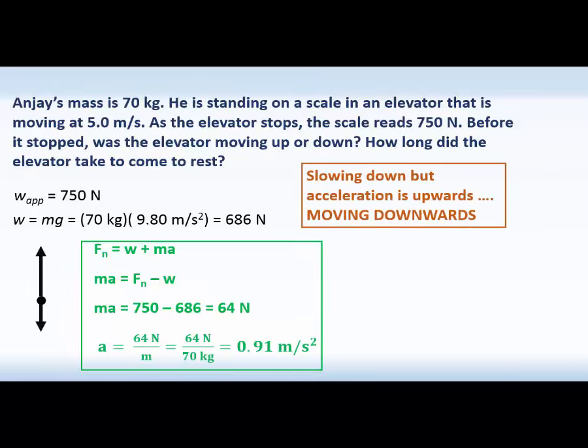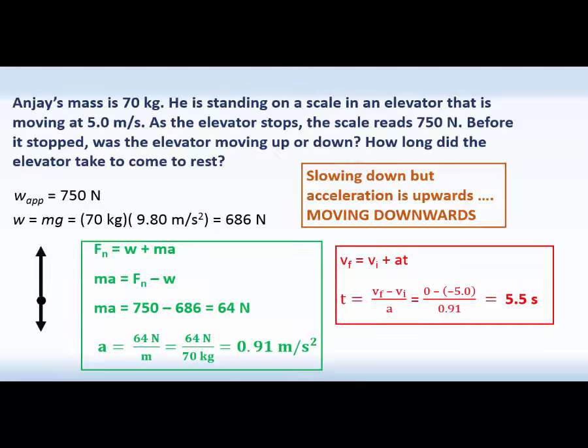Now we can answer the first question. Because the elevator is slowing down, but we have a positive acceleration going upwards, then the acceleration must be in the opposite direction of the original motion, and the elevator was moving downwards to begin with. With a value of 0.91 meters per second squared for acceleration, we can use our kinematics and find how long it took for this acceleration to occur by solving for time.